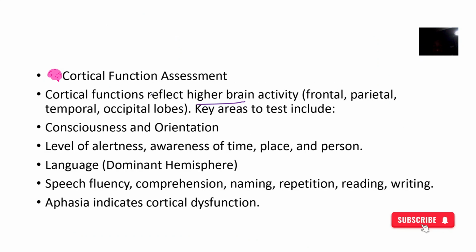Okay, so what are the things you look at? You are looking at how conscious the patient is and how oriented the patient is. Levels of alertness, awareness of time, place and person. You're looking at language too, as a dominant hemisphere. So speech fluency, how fluent is the speech? Then comprehension, how they are able to name things, how they are able to repeat things, how they are able to read, how they are able to write. You understand?